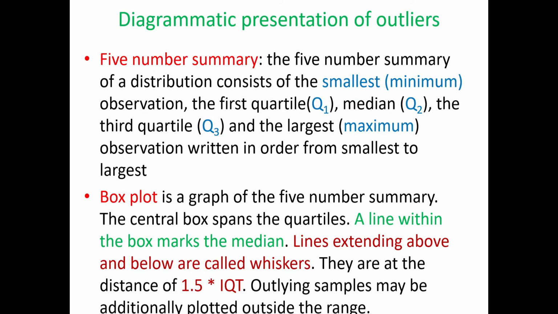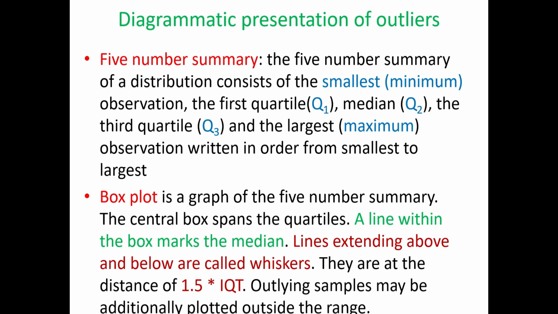Now, the diagrammatic presentation of outliers. Last time we did the graphical and diagrammatic presentation, but we discussed outliers without presenting them. We have to present the outliers in the form of a 5 number summary: the smallest value, largest value, first quartile Q1, median Q2, and third quartile Q3. And then we make a type of a box plot.